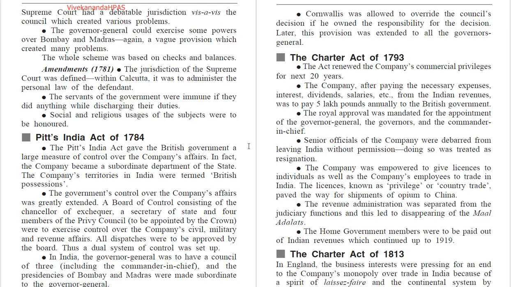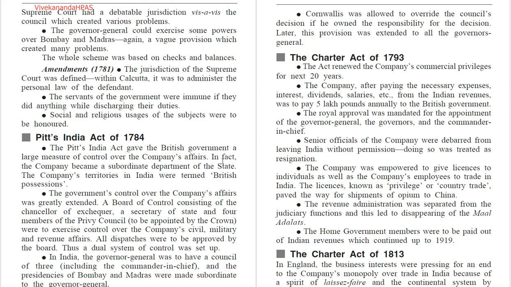So there was a council of three. Okay, one was Commander in Chief. There were three persons who were there. So these three persons, if the Commander in Chief or the Governor General of Bengal did not agree with the council, which has only three members. Understand the situation. Right now in our council in Lok Sabha we have 543 members. Okay, at that particular time the council had only three members.